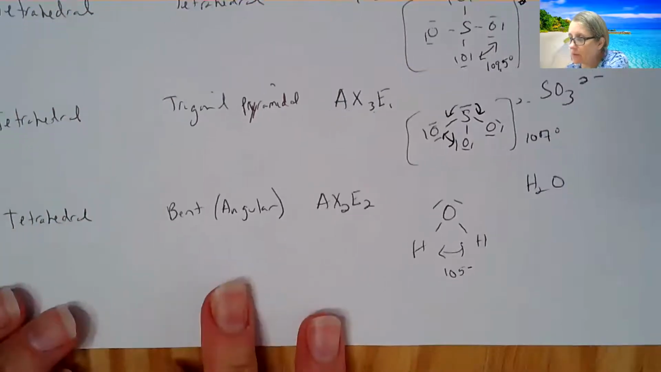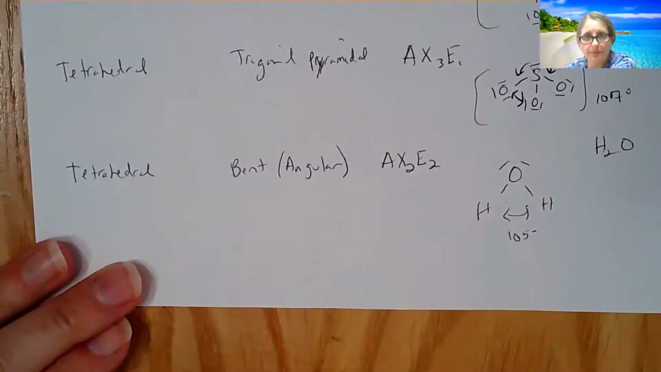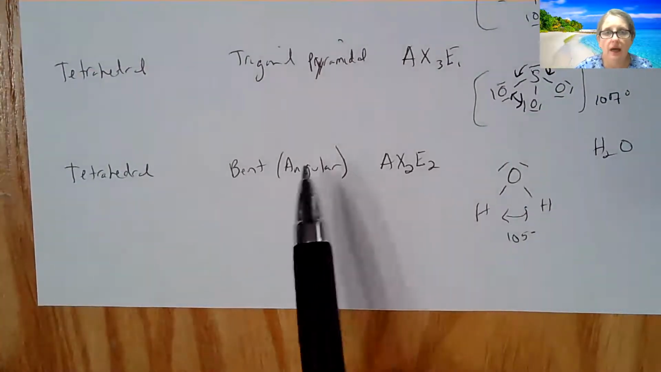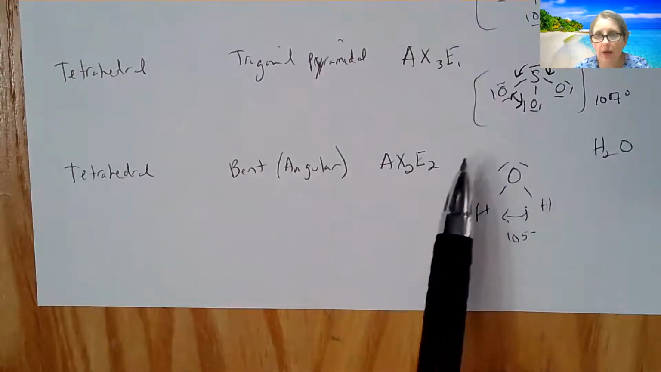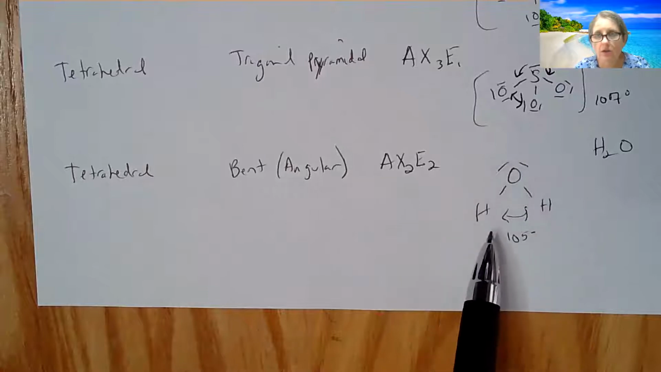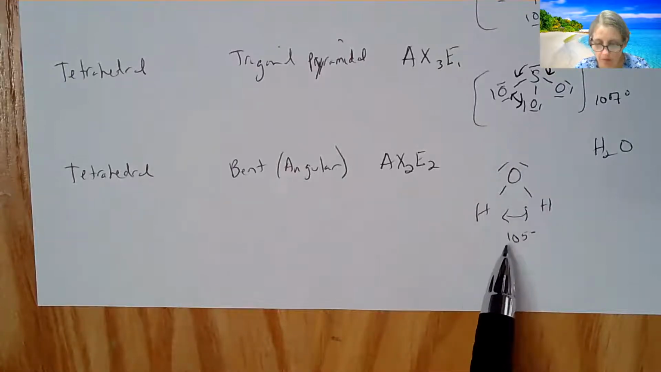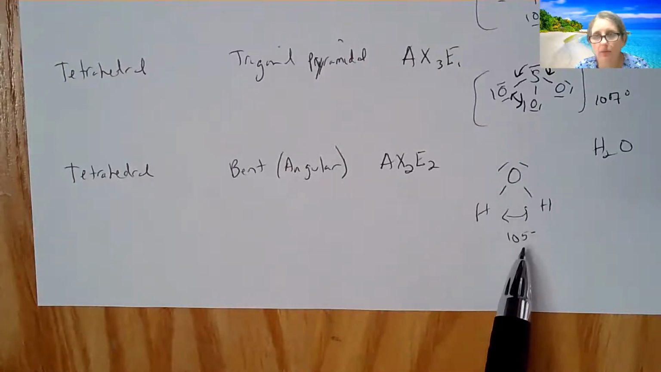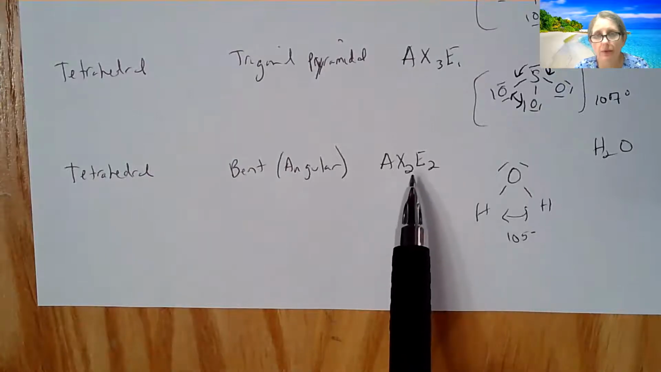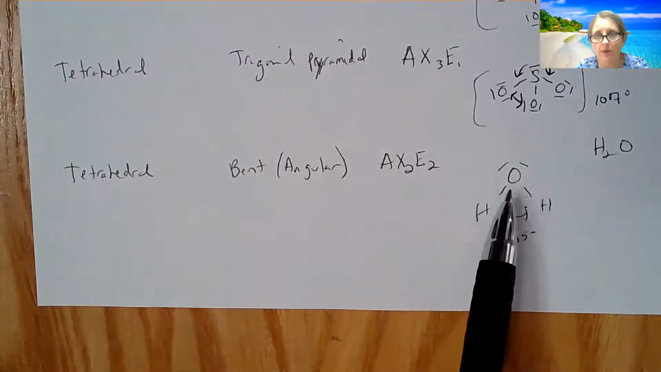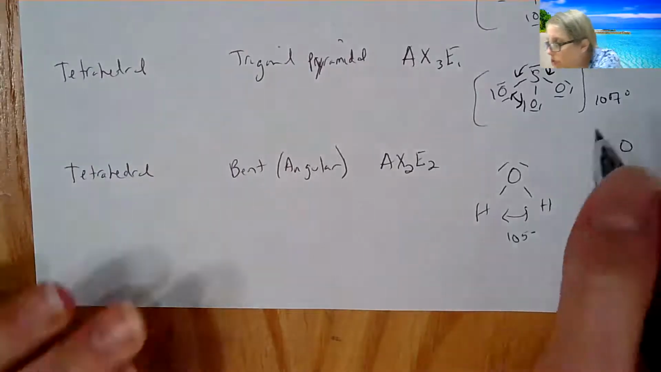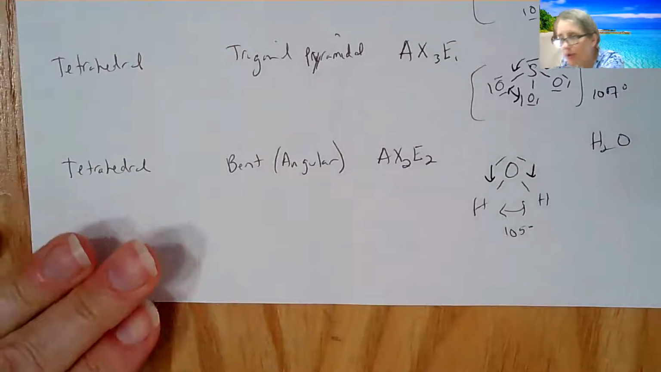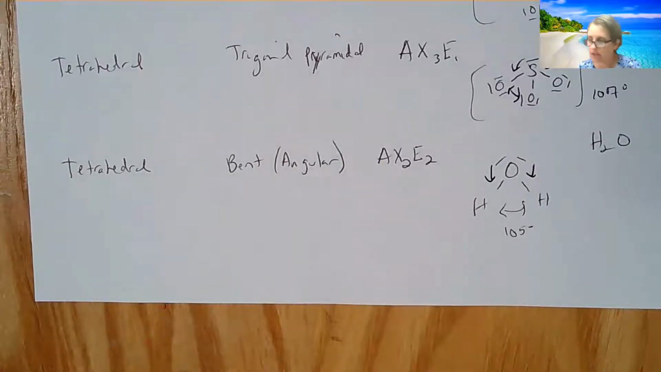All right, and the last one with the tetrahedral is our classic bent that we taught you first year, which is our water molecule. Okay, so the bond angle here is about 104.5. We'll just call it 105. It's when you have 2 bonds and 2 lone pairs around that central atom. So it's called bent or angular. Again, because you now have 2 lone pairs pushing away those bonds, that bond angle is smaller.